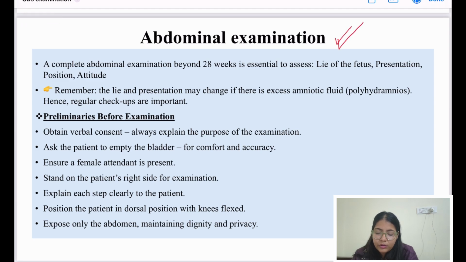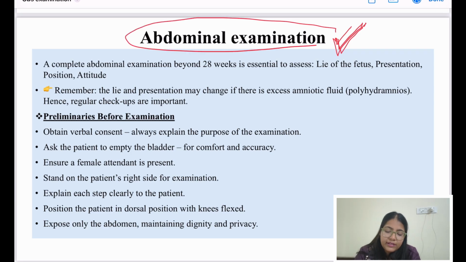Now comes abdominal examination. So we need to do abdominal examination in detail, mostly beyond 28 weeks, because we can now palpate the uterus, we can make out the lie of the baby. So it should be in detail, and it should be done in every antenatal visit of the patient, because the lie may change, there may be growth restriction of the baby. So how will you know this? Only by examination. First thing is examination, and then ultrasound and other tests.